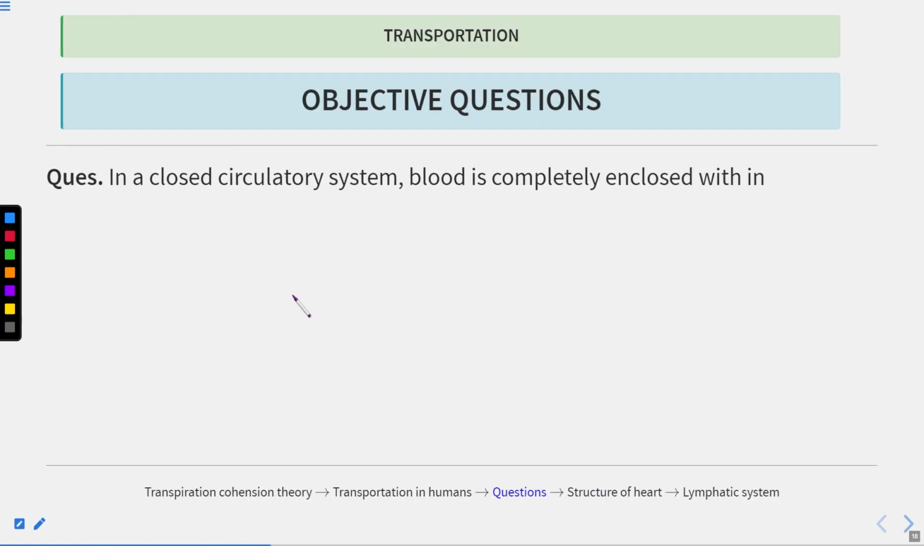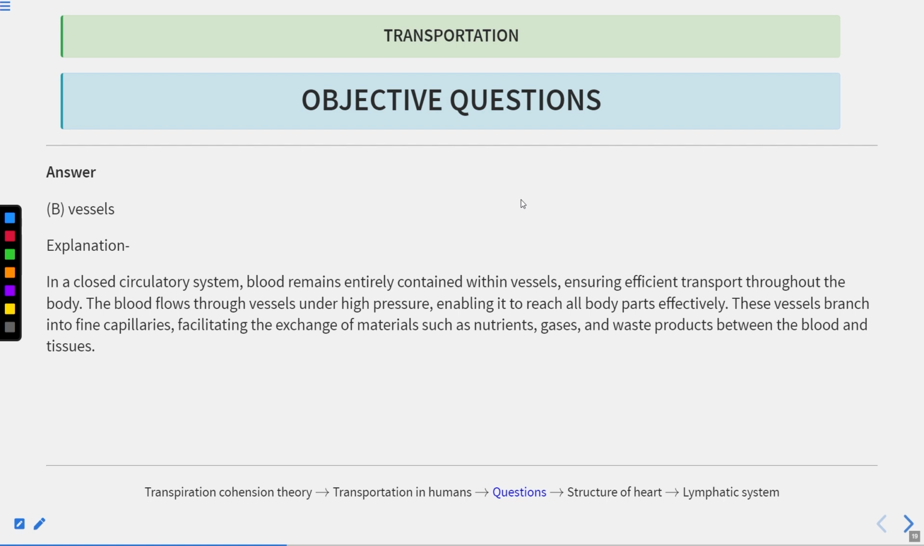The next question is related to the human circulatory system. Now, in a closed circulatory system, the blood is completely enclosed within. Let's have a look at the answer. Sinuses, vessels, heart and skeleton. So here the answer is vessels. Alright, now let's have a look at the explanation.